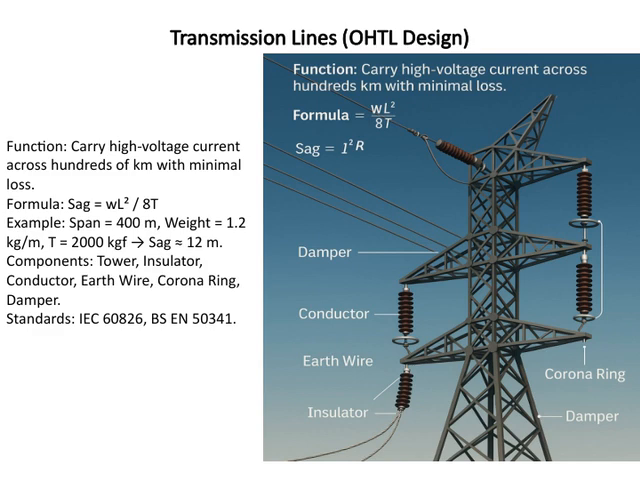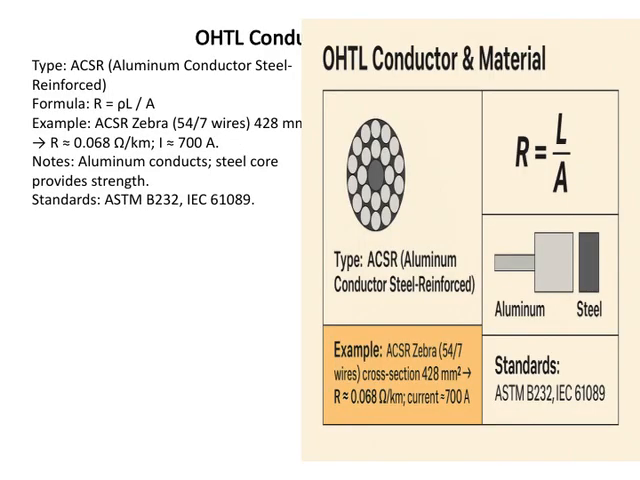Let's take a closer look at the OHTL conductor and the materials used. The most common type is the ACSR, which stands for aluminum conductor steel reinforced. This design combines aluminum's excellent conductivity with steel's strength, making it ideal for high-tension power lines.